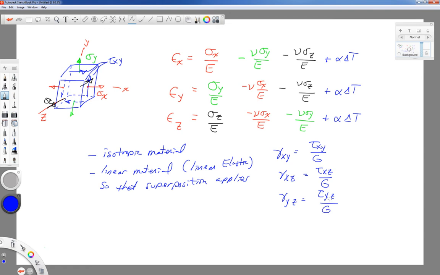Again, we're assuming that we have what's known as an isotropic material. For an isotropic material, it turns out that there's a relationship among the elastic constants E, G, and nu. Just to write that on this page so you have it handy, the shear modulus G is E over 2 divided by 1 plus nu.